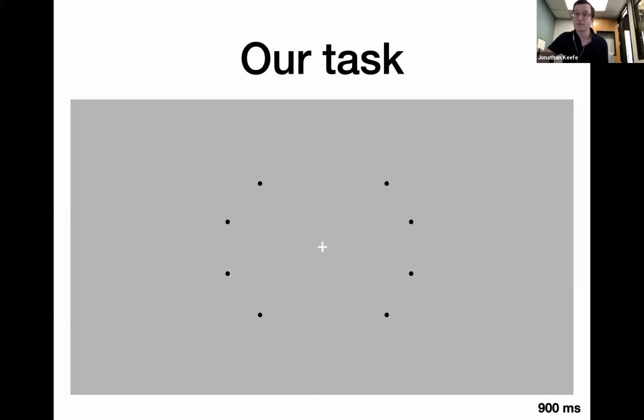Then they maintained this information over a 900 millisecond delay, which of course we used to measure the CDA, how much was held in mind. At the end of each trial, subjects were asked to report the orientation of the triangle by continuously recreating the orientation.